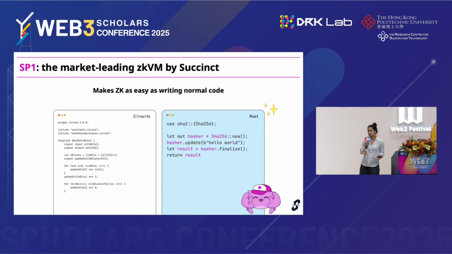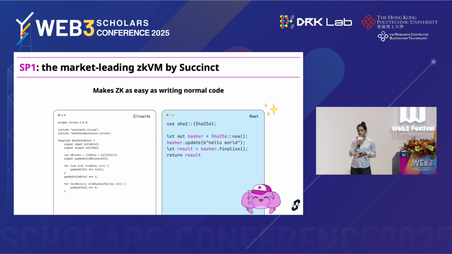So on the left-hand side, you kind of have the old way of doing ZK, which is very difficult. And it's kind of the circuit model of the world. It looks like a different language. It looks very complicated. And on the right-hand side, you have using ZK with our ZK VM SP1, where you can just write normal Rust code and use any libraries or crates that you want, and then you can generate a zero-knowledge proof.